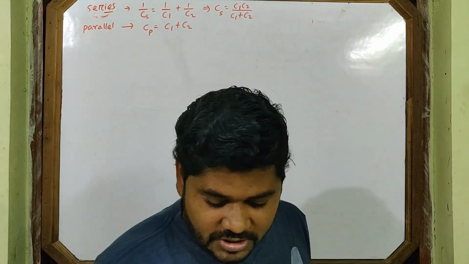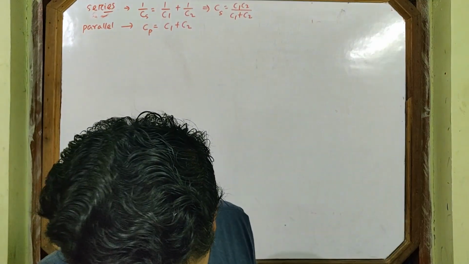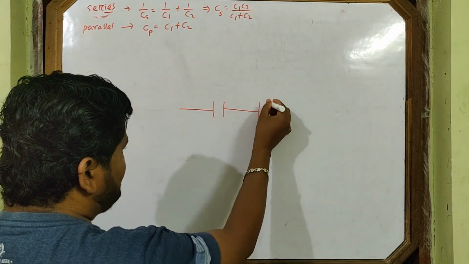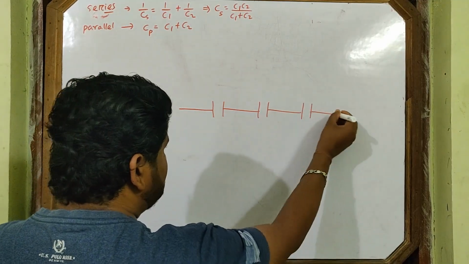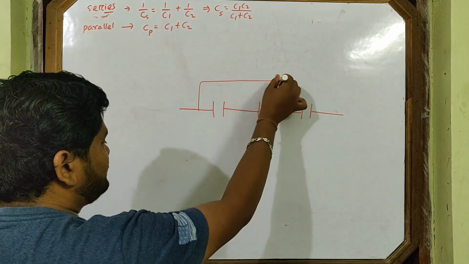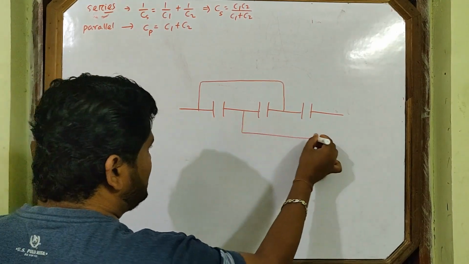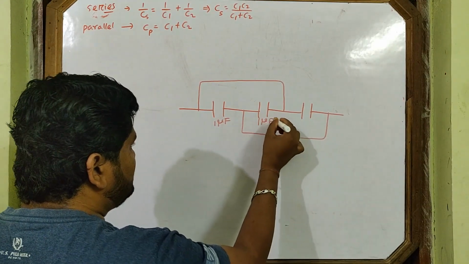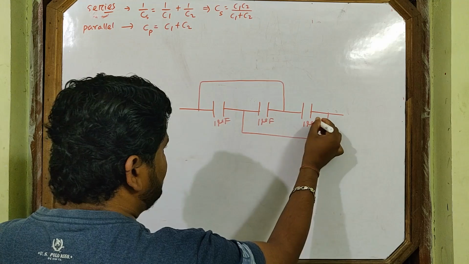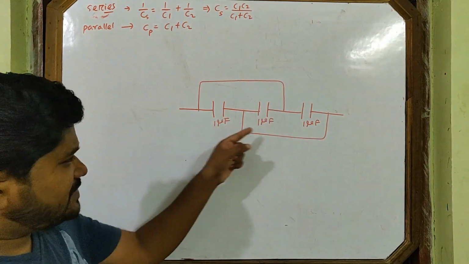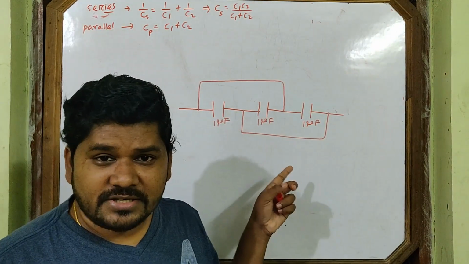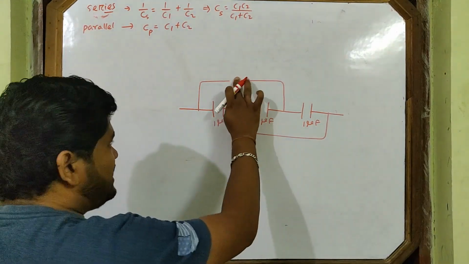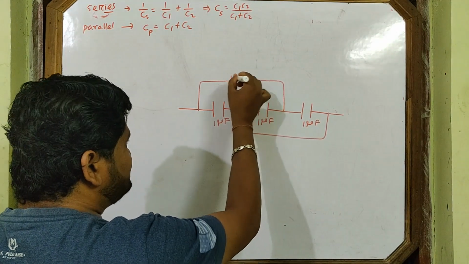Now we go to the next question. Next question is like this. This is one capacitor, this is one capacitor, this is one capacitor. They are connected like this. Each 1 microfarad. If it were this type of connection, I think we have already done it. All three are in parallel, as I told you just before. But I am making it a little difficult, you see.